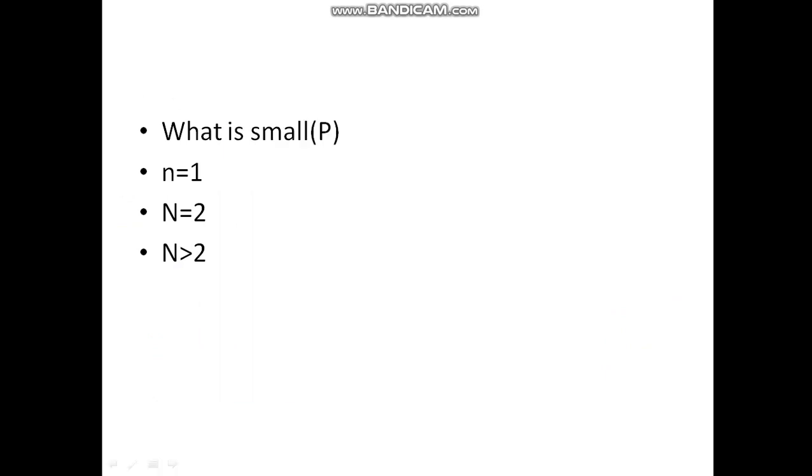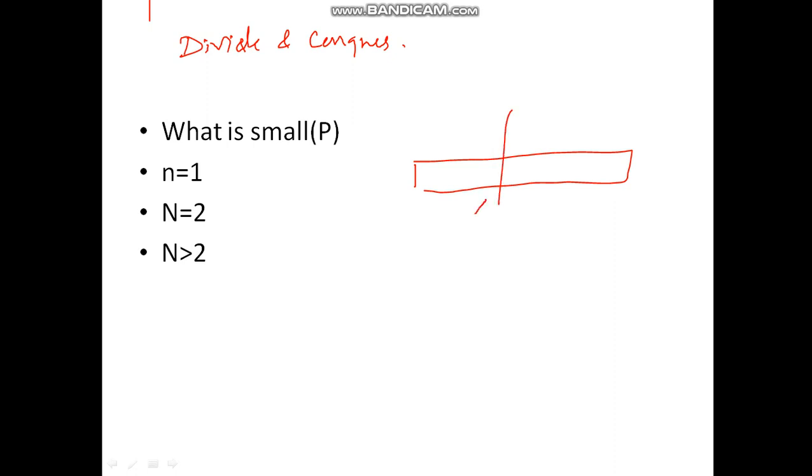Then if you want to solve this particular problem by using a divide and conquer solution, whenever this particular problem is given to us, we will divide this problem into smaller subproblems. So what is the small problem, so that that particular problem can be directly solved?